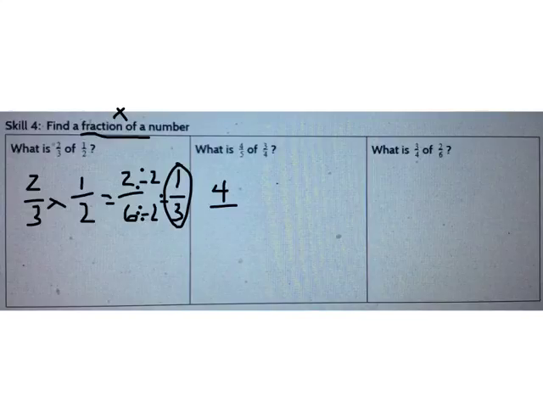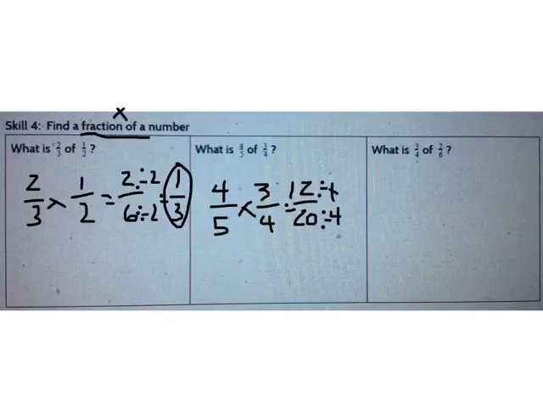Try another. What's 4/5 of 3/4? Well, what's 4/5 times 3/4? It's 12 over 20. What's the largest number that goes into both 12 and 20? It's 4. When I divide both by 4, what's my new fraction? It's 3/5.